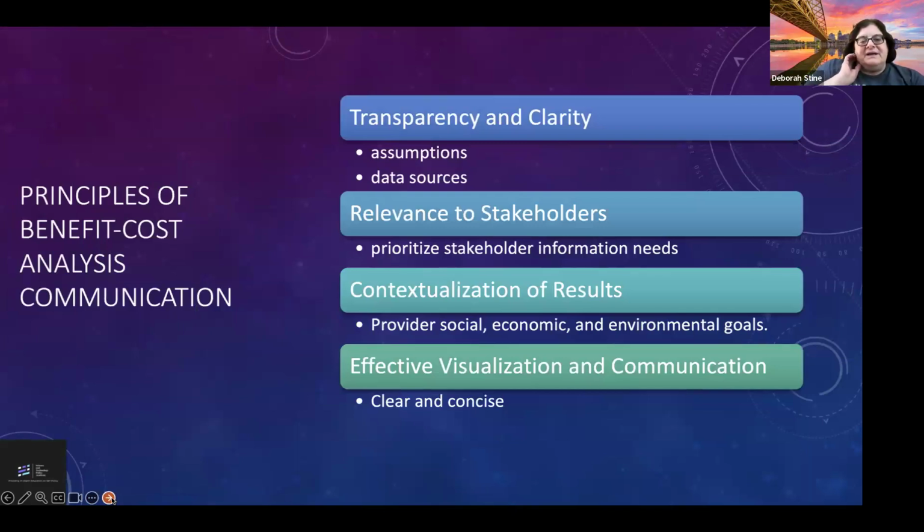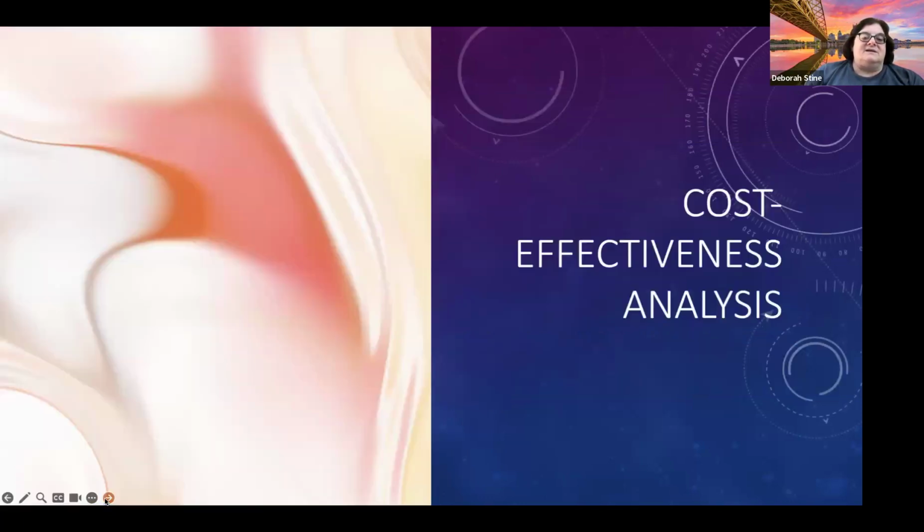Okay, so now we're looking at different things, like when you're communicating benefit cost analysis. Some of the important principles here are transparency and clarity. Assumptions are really the big issue, data sources, making sure you prioritize stakeholder information needs, and contextualizing. So you want to keep in mind the goals, the social, economic, and environmental goals of what you're doing, and you want to use clear and concise communication. These principles are true for all of the methods that we're talking about, but I'm going to add in some additional elements. But these four things are true regardless of what analysis it is you're communicating.